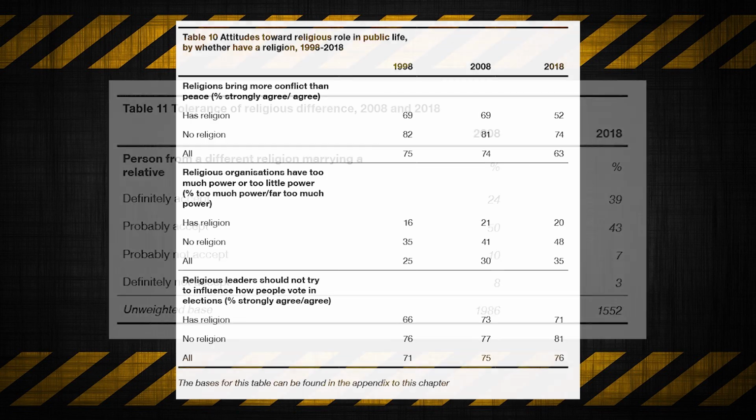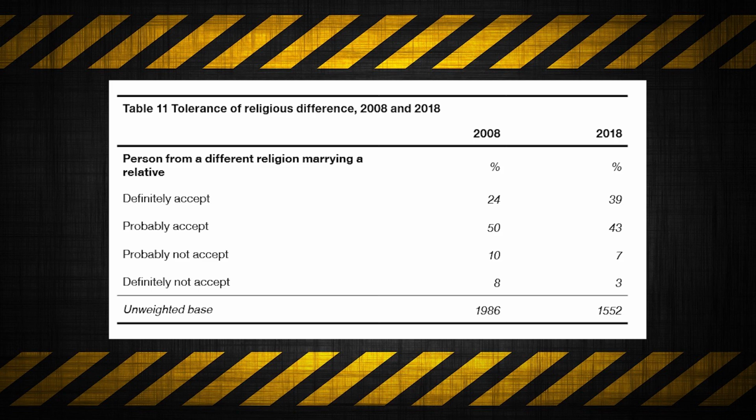We then had a table here, and really we're getting right at the end of the report here. But we had a tolerance of religious difference 2008 and 2018, and this was asking very much a social question, whether you would be accepting of a person from a different religion marrying a relative, and definitely accept was 24% of the population in 2008. That has jumped up to 39%, whereas definitely not accept has gone down from 8% to 3%. So that shows a more tolerant attitude.